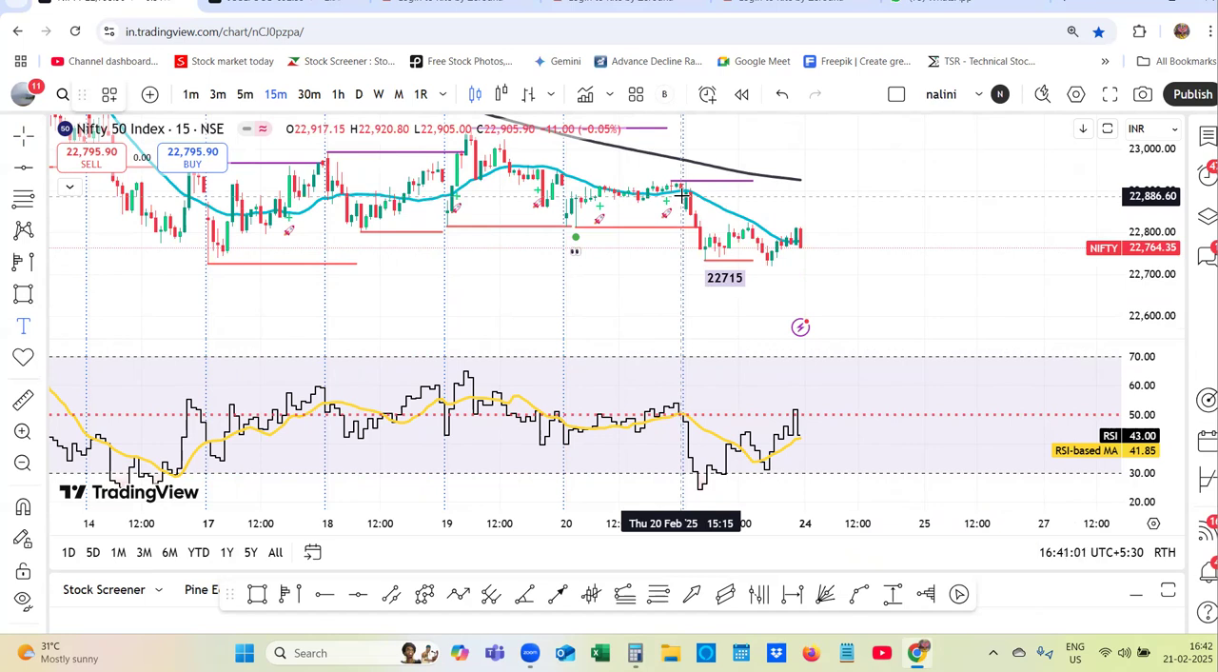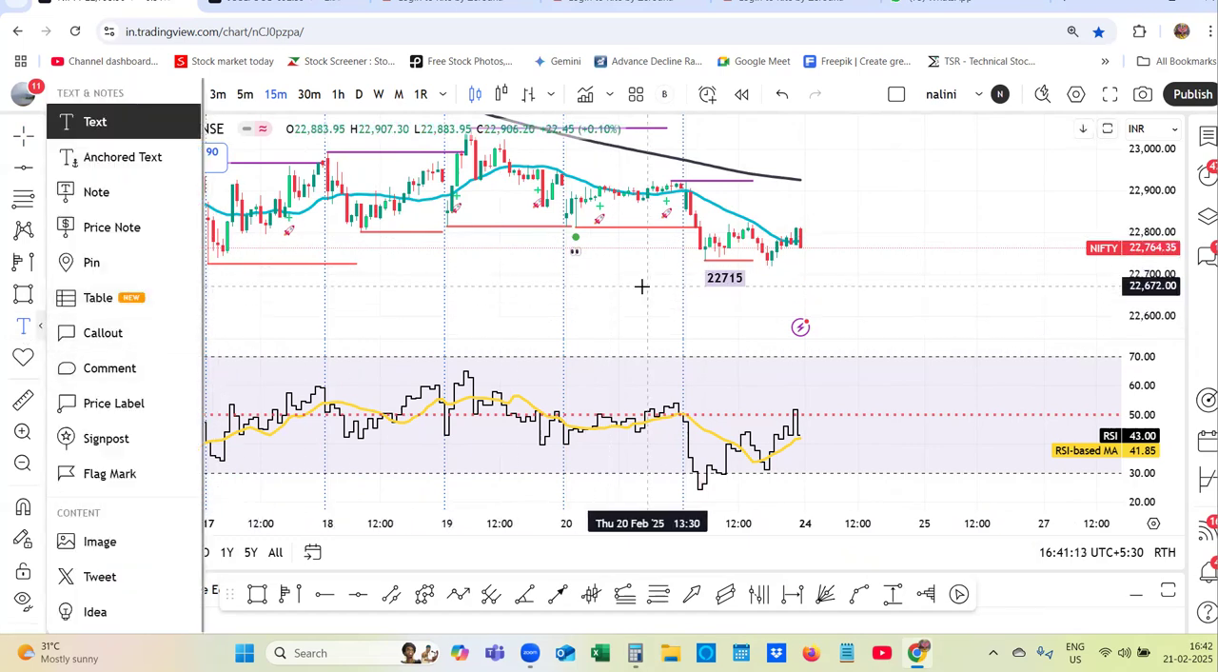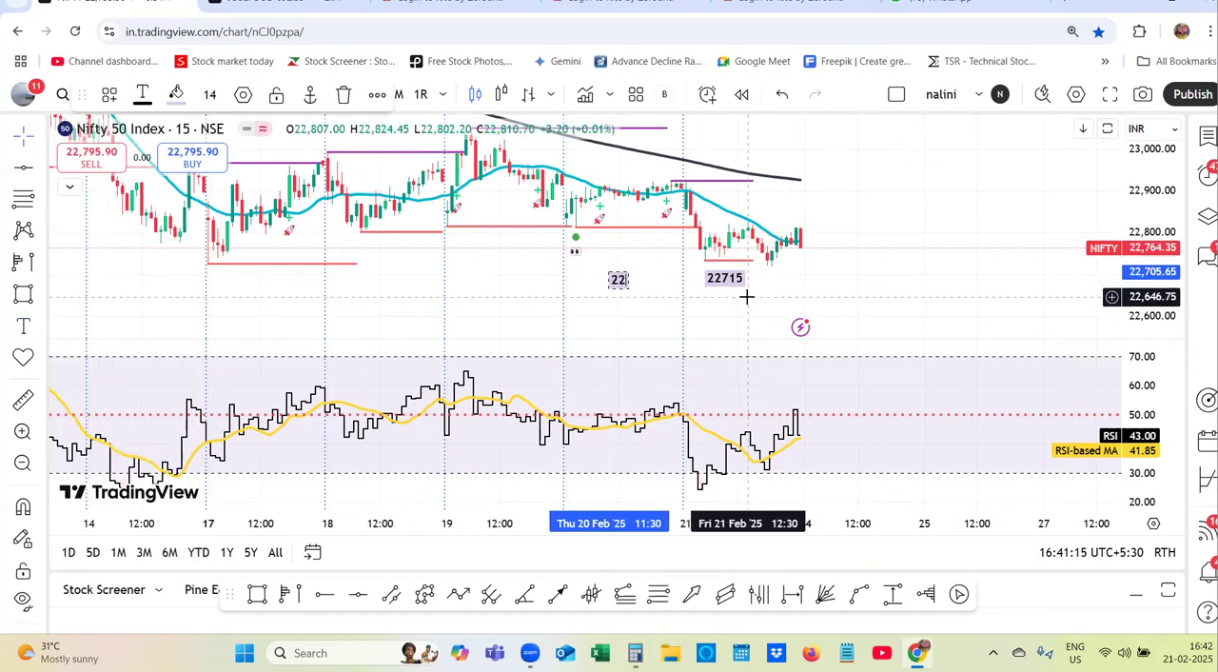So when my bias is negative, I've taken the trade. My target is 22,734. So let us check. After that, it came down to around 10:15. It made a low of 22,733. Can you see over here? Exact, almost exact.